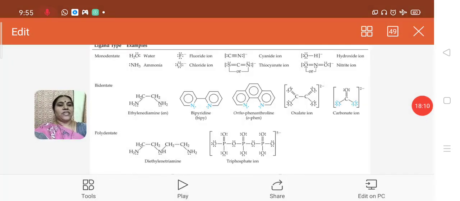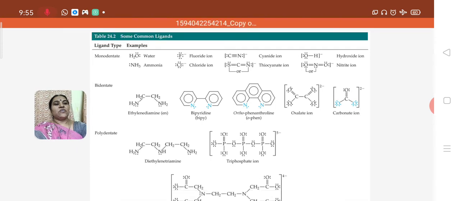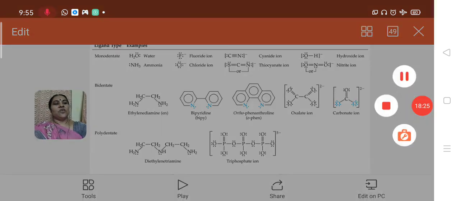And the polydentate ions include diethylene triamine, triphosphate ion, ethylenediamine tetraacetate ion. These are some of the ligands which are commonly seen in coordination complexes.